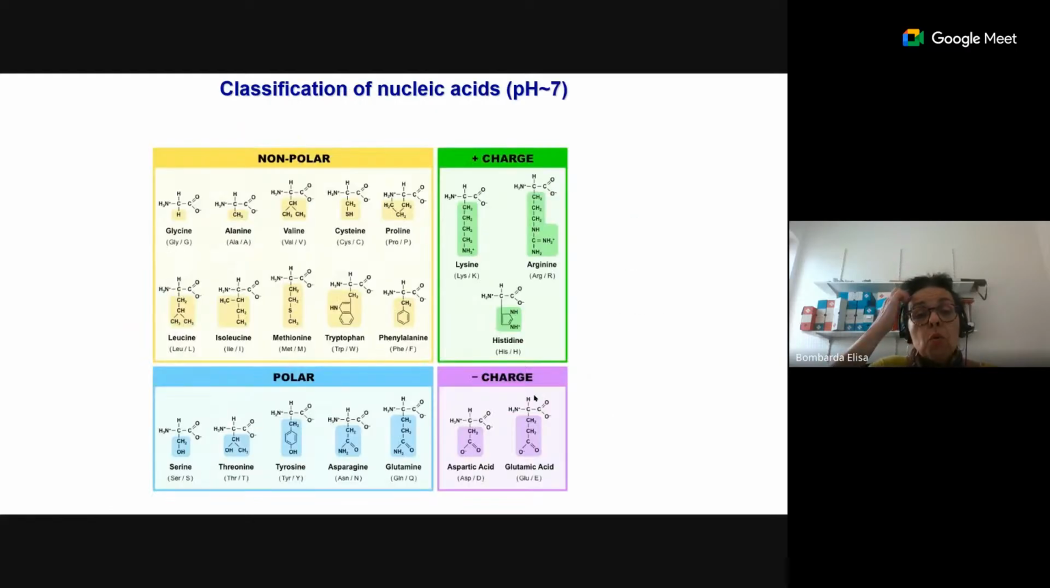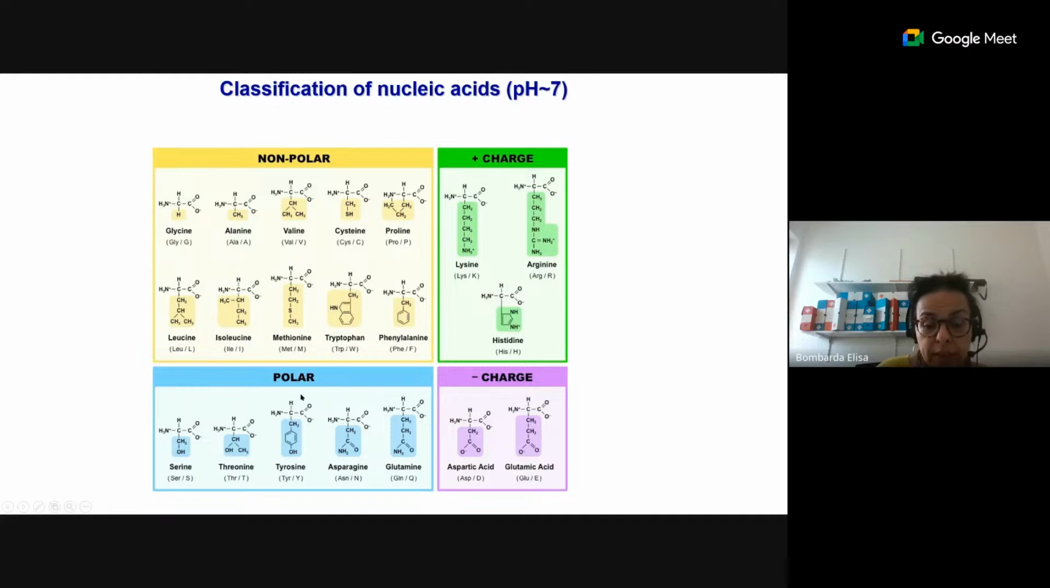Okay, and here is the list of all the natural amino acids that we find in protein. Some are polar, some are non-polar, some can be charged, plus or minus. Of course, the charge is a consequence of deprotonation, so the charge depends on the pH, whether it's deprotonated or not. But okay, those are the major characteristics, let's say, of the amino acids.